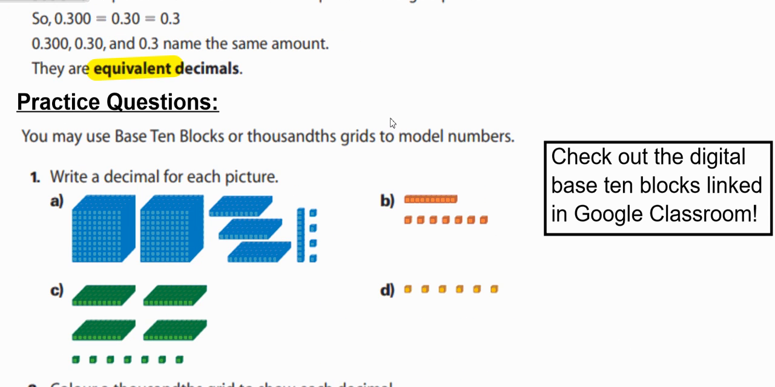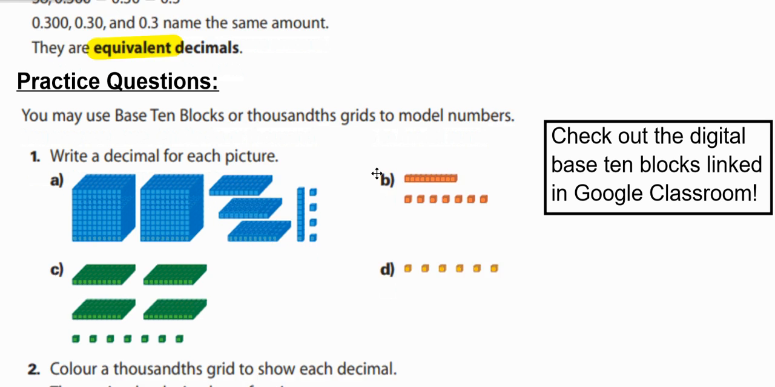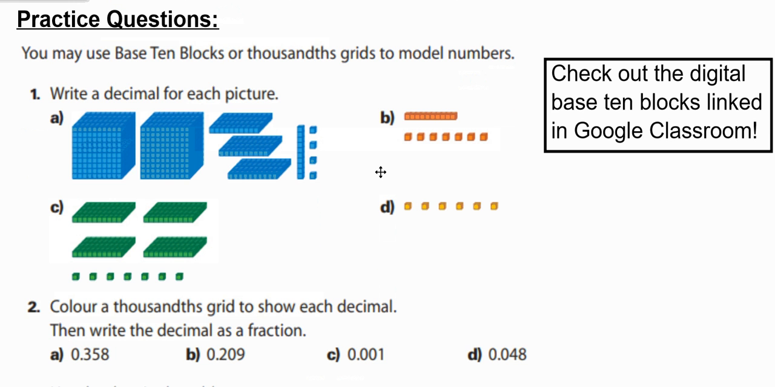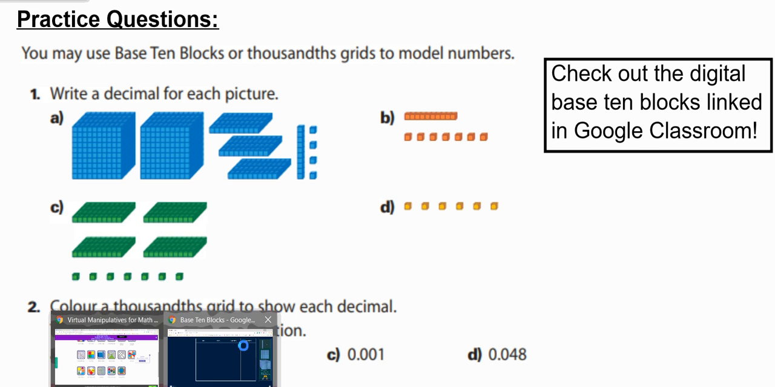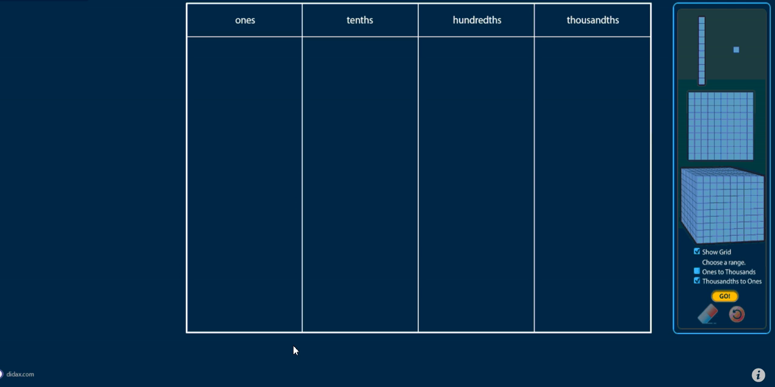There are some practice questions here. Now, if you're wanting to use some base 10 blocks, I know that you won't have those at home. If you do, awesome. But I do have a link to a digital version. So it is linked in the Google Classroom for this. When you pull it up, it's going to look like this. So if I want to represent, you'll see I have my ones, my hundreds, my tenths, my hundredths, and my thousandths. The one thing that you do have to do is check in this box here, click thousandths to ones, and then click go. It'll change the headings here.